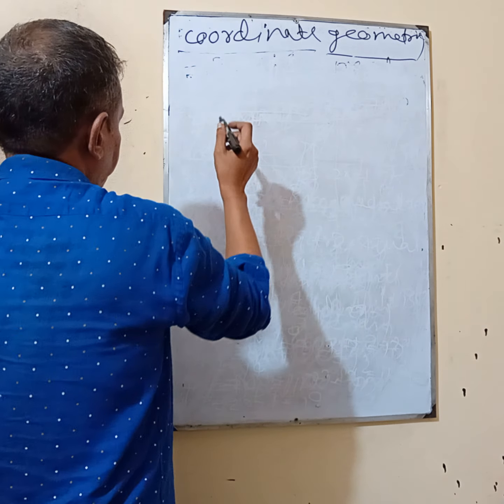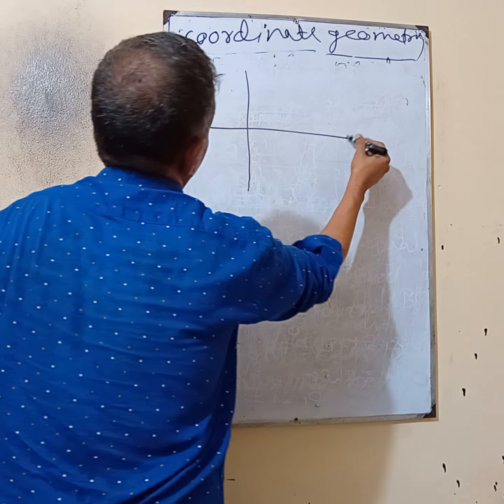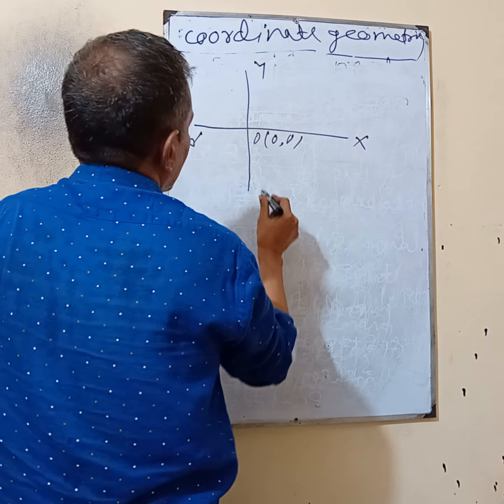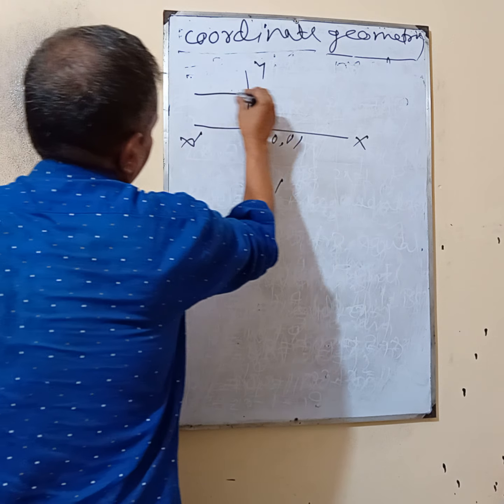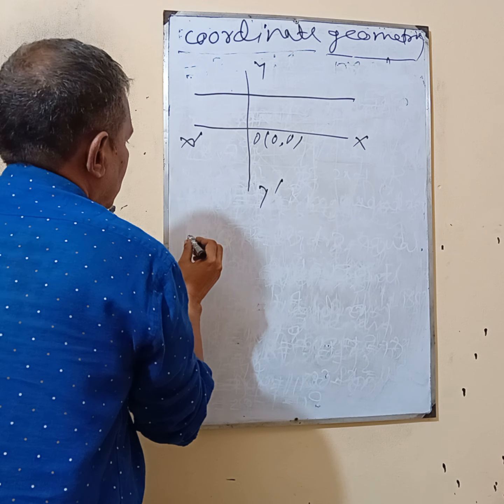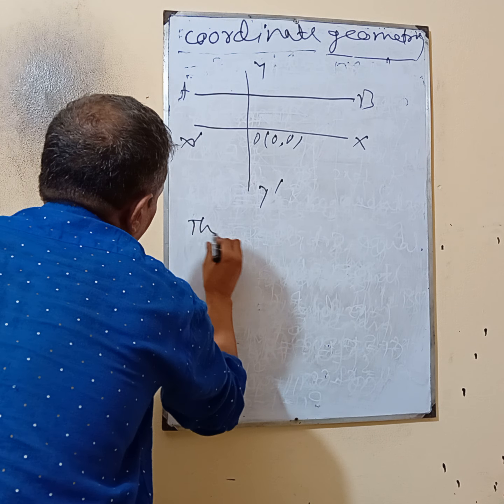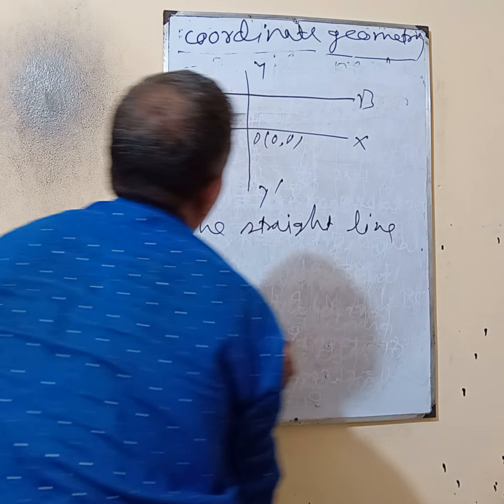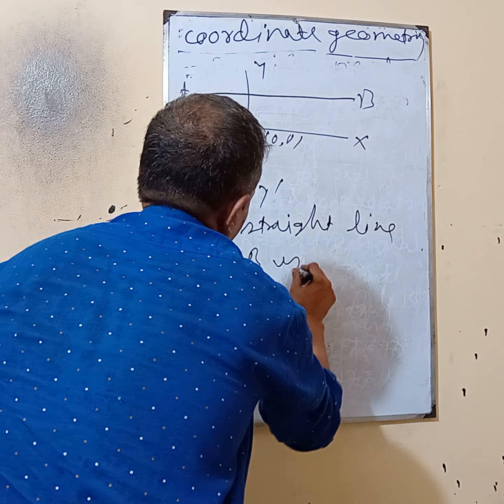Suppose in the diagram O is the origin, with X'OX and Y'OY as axes. Suppose this is a straight line AB. The straight line AB, what is it?